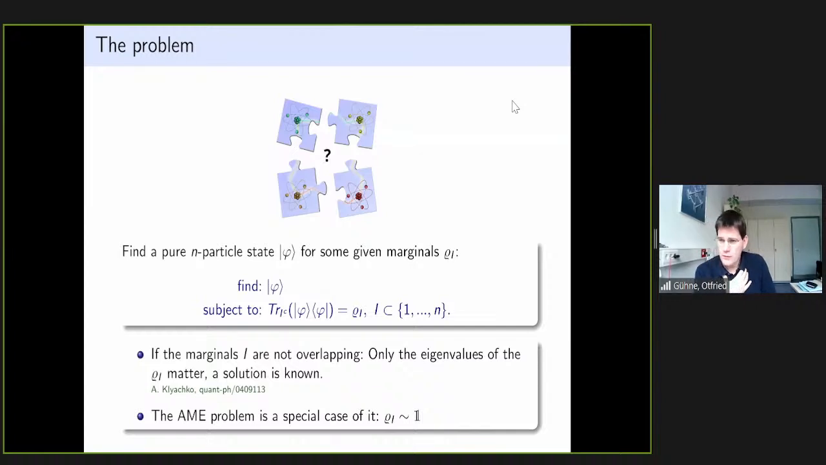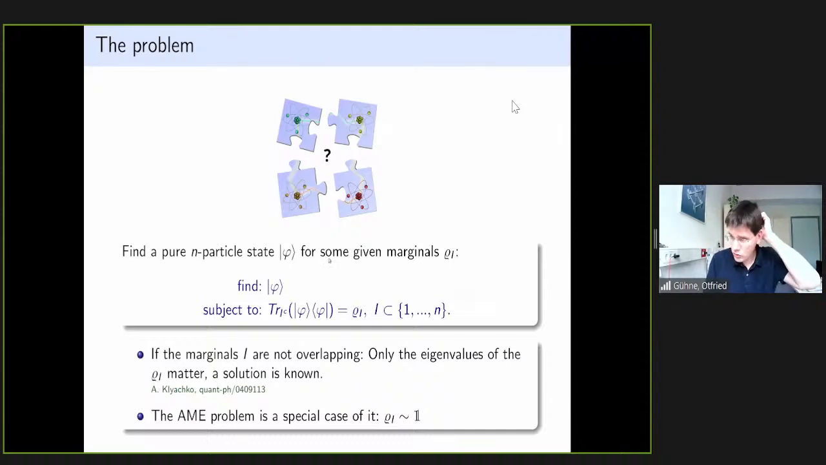And actually, I should stress that for this case, a solution is known, which is due to Klyachko, already quite some time ago. It essentially gives you the answer if you just have non-overlapping marginals and just the eigenvalues. Then you can find some conditions on the eigenvalues. But if you look at the paper, it heavily relies on algebraic geometry, so it's not so straightforward to apply. But in principle, I should say that this is known.